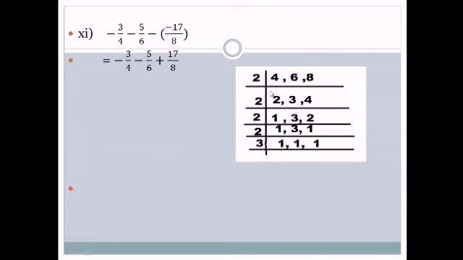We take the LCM, and when we take the LCM we start dividing with the lowest prime number. The lowest prime number is 2 and all these are divisible by 2, so we divide by 2. 2 2s are 4, 2 3s are 6, 2 4s are 8. Again, 3 is not divisible by 2, but 2 and 4 are divisible by 2, so we divide by 2. 2 1s are 2, 3 as it is because it's not divisible by 2, 2 2s are 4.